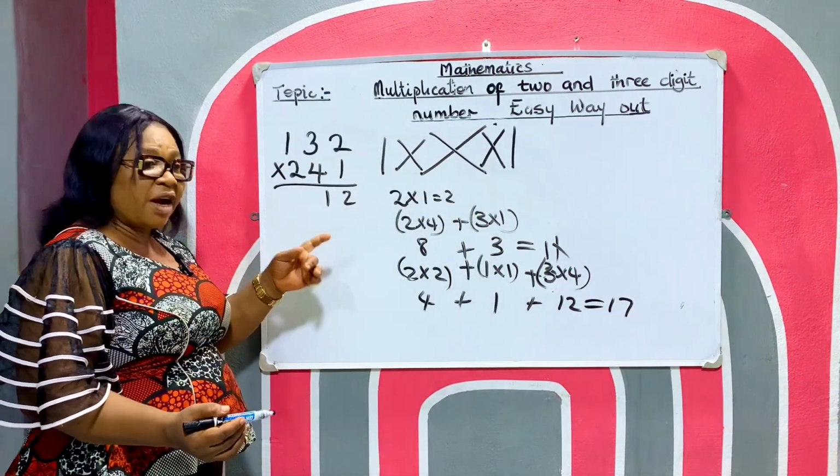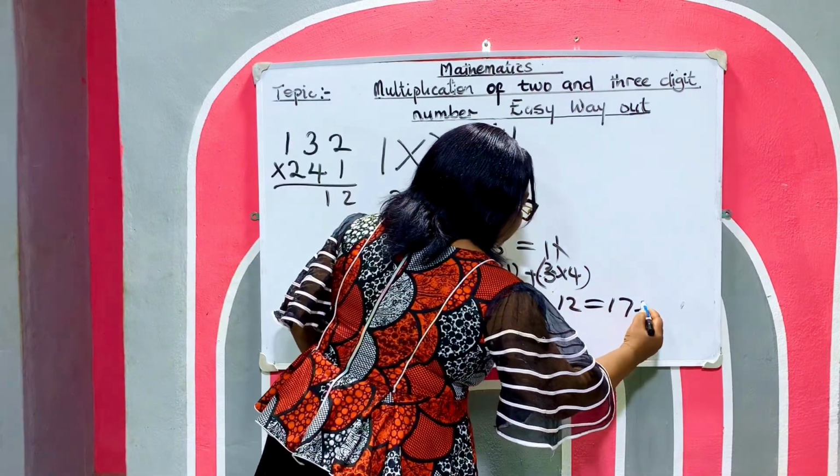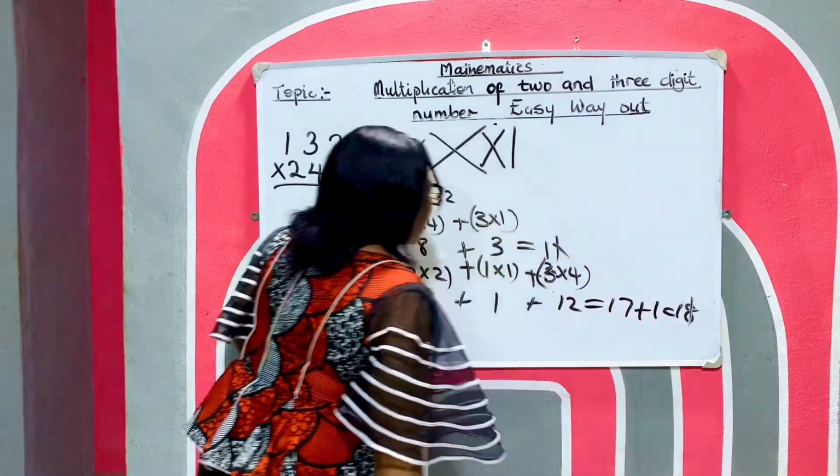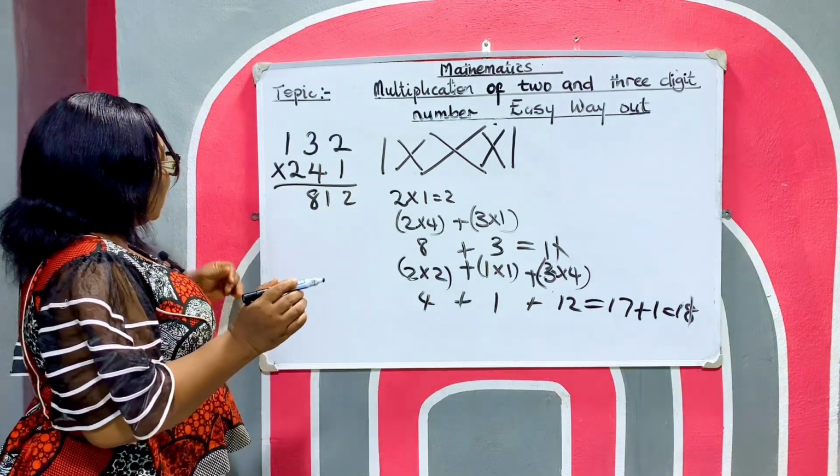When we have 17 here, remember there is a 1 there. This 1 there we are going to add it to the 17, and that will give us what? 18. And that would make me take 8. 1 is still there. Then let's make another move.